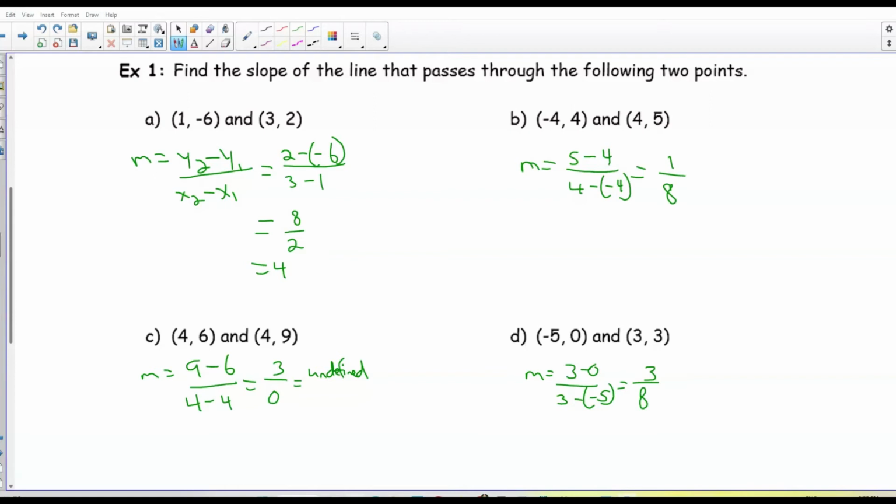A couple things I want you to notice though, right here, we have an undefined slope. Anything divided by 0 is undefined. This is when the slope is going straight down, right? That's an undefined slope. It's anything divided by 0. And notice that we can have positive slopes. We can have slopes that are whole numbers and slopes that are fractions. So scroll down in a moment and I'll get back to you.